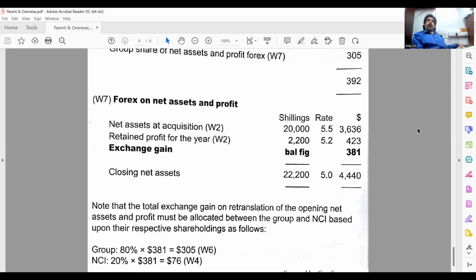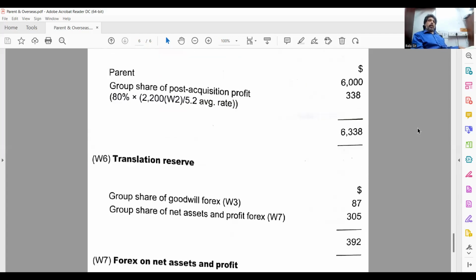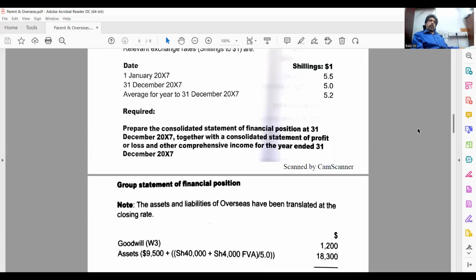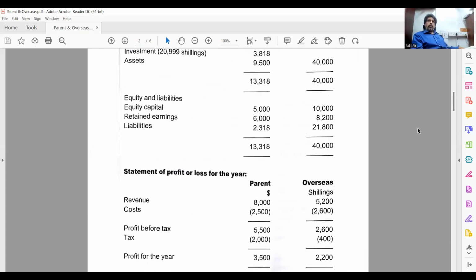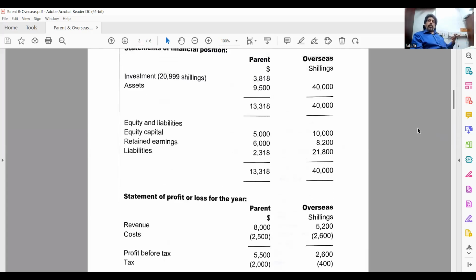22,200 shillings. How do you get 22,200? Please refer to the balance sheet of the subsidiary. Now, what are the assets on the balance sheet, one by one? There is an investment, nothing else. Assets 40,000 shillings given. And then what are the liabilities? Equity capital 10,000, 8,200. No, I want only liabilities: 20,000, 21,800. So what is 40,000 minus 21,800?